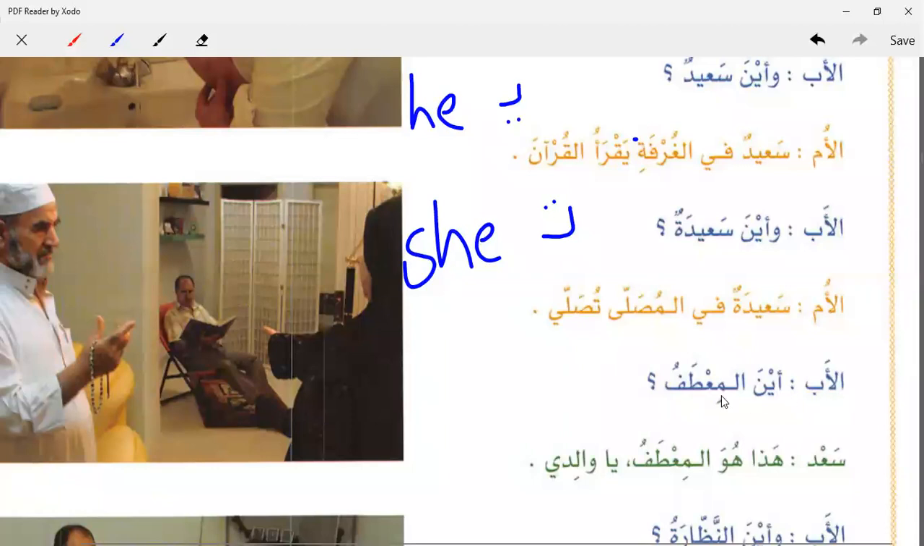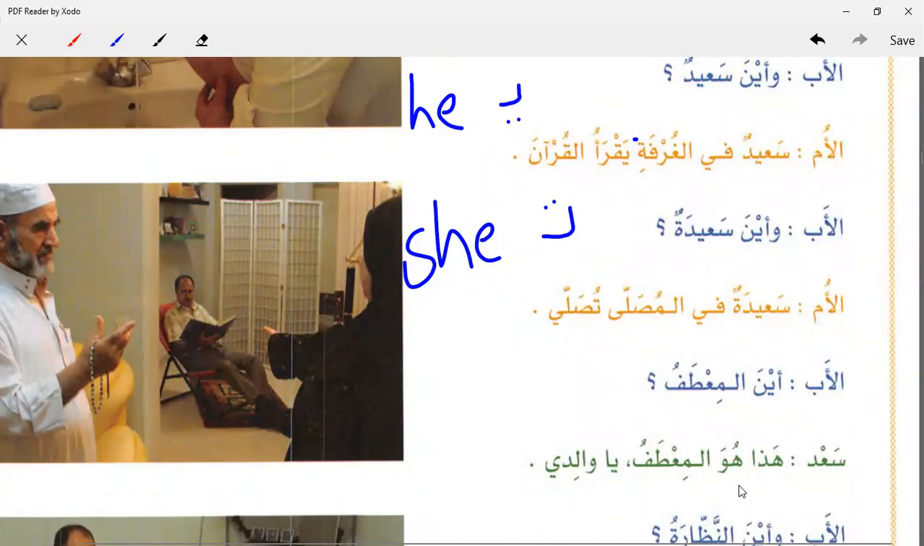Al-ab: Aina al-metaf, where is the coat? Now metaf is a masculine word, so we will say haza huwa for the metaf. Haza huwa al-metaf ya walidi. Here it is the coat, oh my father.